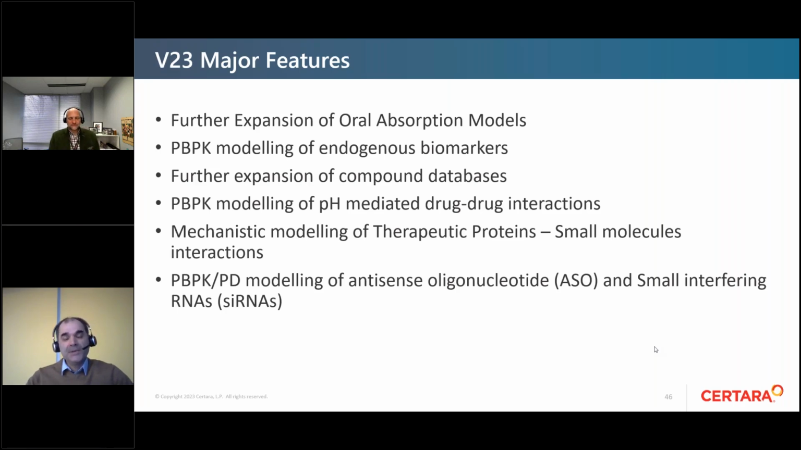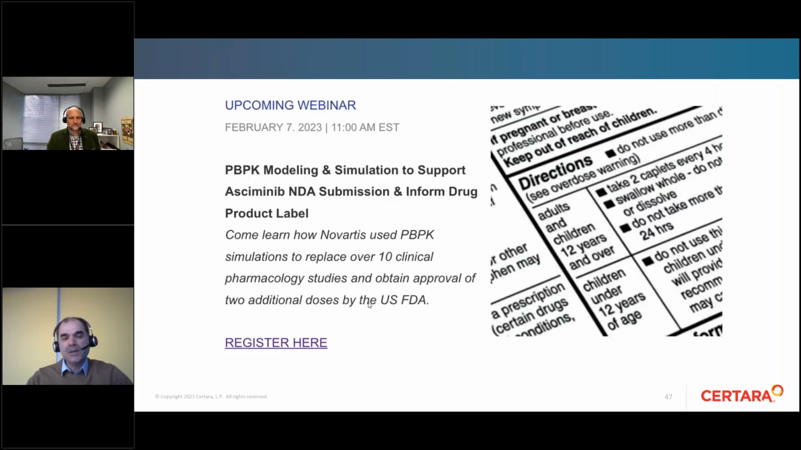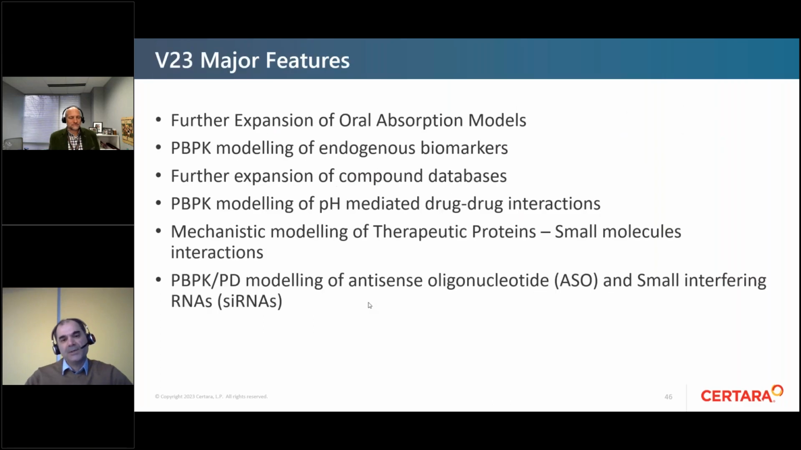One thing that we are doing, again mechanistic, is implementing the mechanistic model for drug therapeutics and small molecule drug interaction, as well as new modalities: oligonucleotides, ASOs, and siRNA. These new PBPK models will be added to version 23. So many more capabilities are going to be added to the simulator.